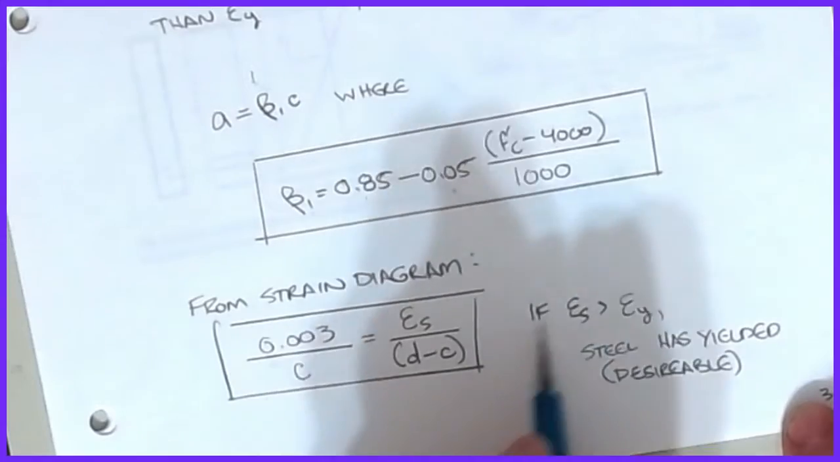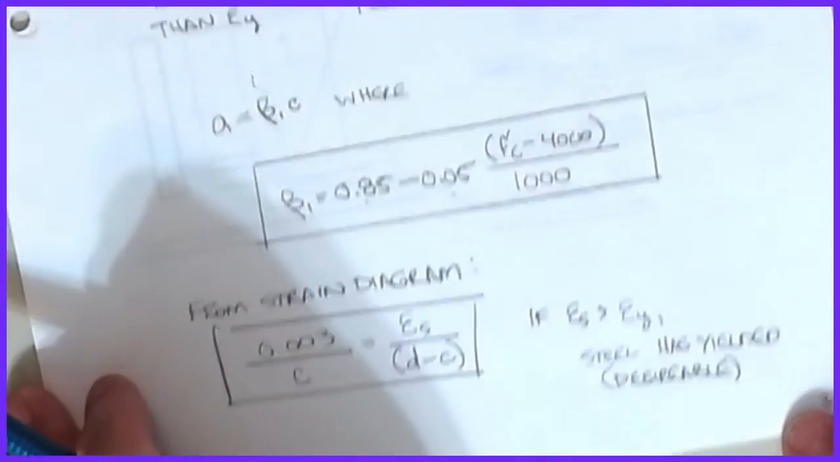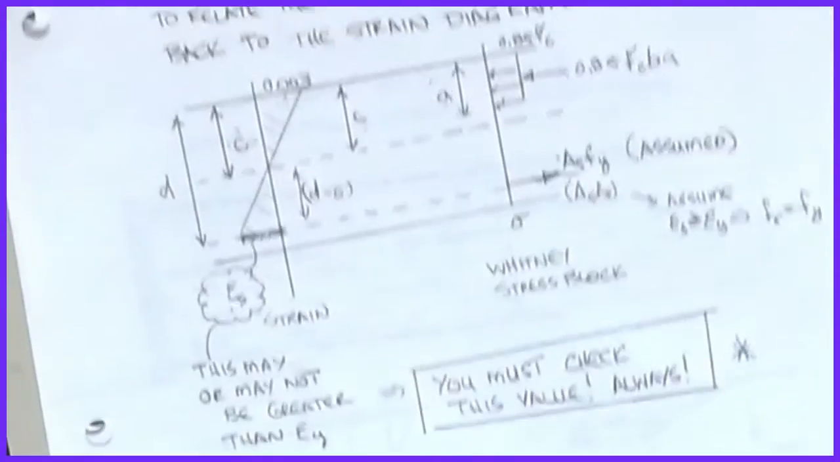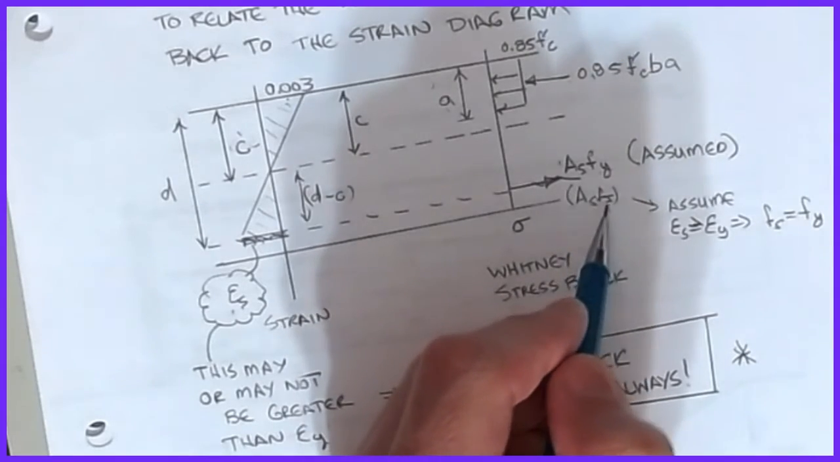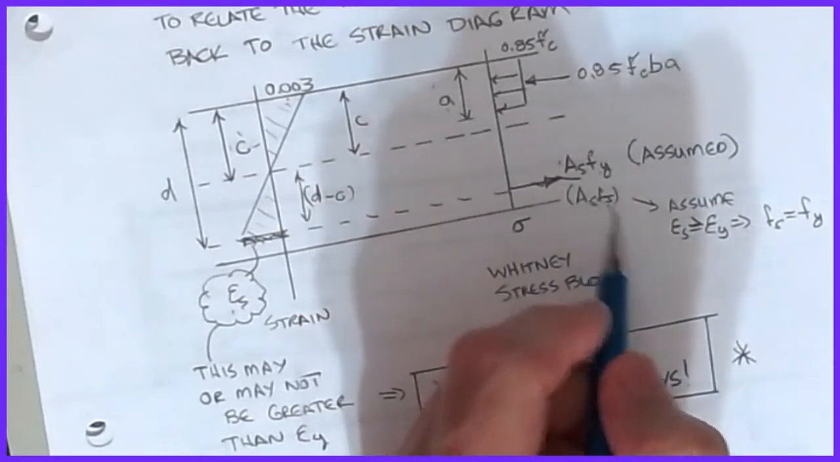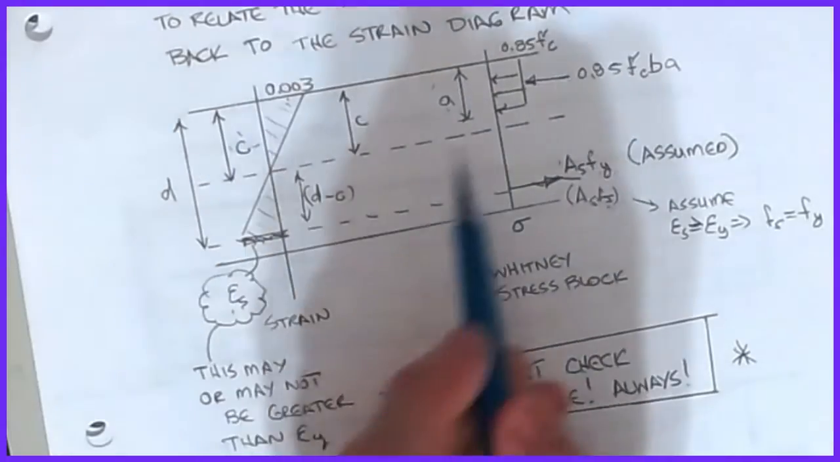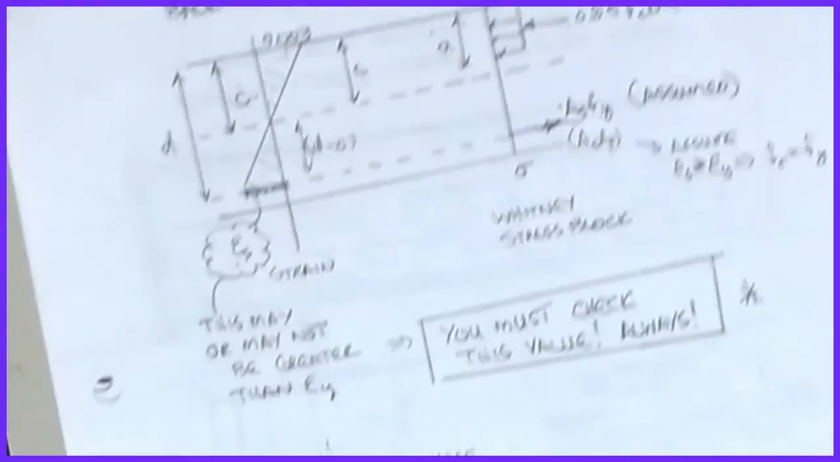So then, if epsilon s is greater than epsilon y, we know the steel has yielded, and our methodology was correct. If it turns out that this is less than epsilon y, then where we had assumed fy, I plug back in fs, the actual stress that I get, and then I have to resolve it. Because if this doesn't get to fy, my a gets smaller. So it's all about figuring out what the a is, and sometimes a couple of iterations have to take place.